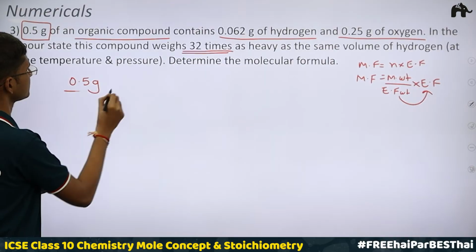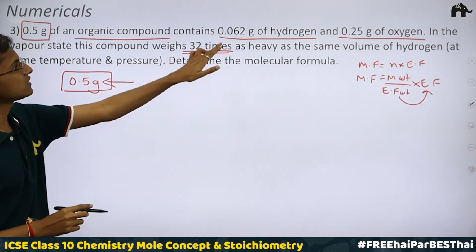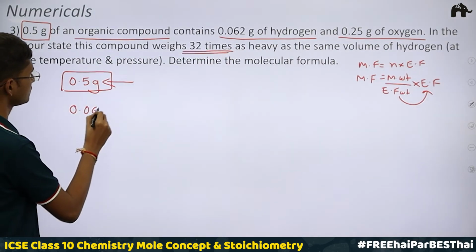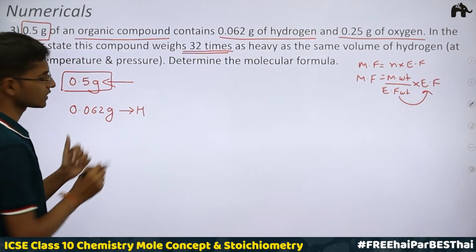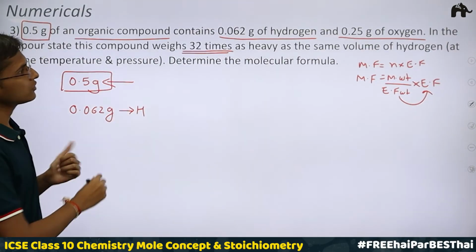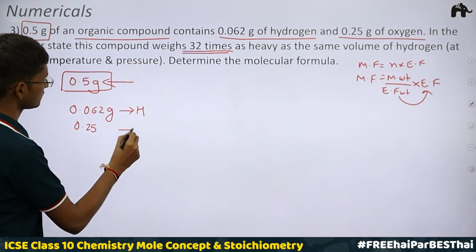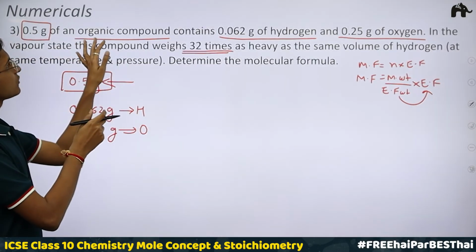Okay, first I am writing this. Now, in this 0.5 grams, they are saying 0.062 grams is hydrogen, and 0.25 grams is oxygen. Now, can you figure out, they are saying it is an organic compound.